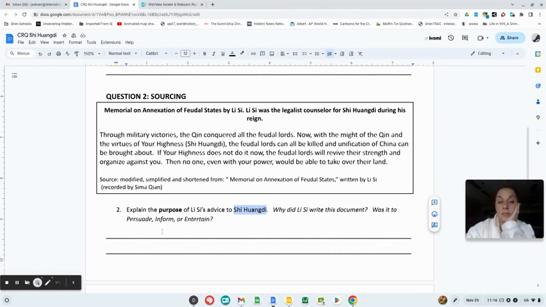So in this instance, Li Si is trying to persuade Shi Huangdi, and what he's trying to persuade him to do is to kill the feudal lords so that he does not have to worry about opposition. You've already beat them, and now what you have to do to solidify your rule is kill them so that you can have one unified China.